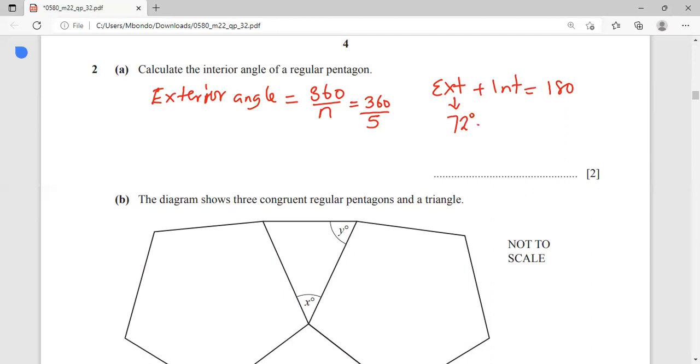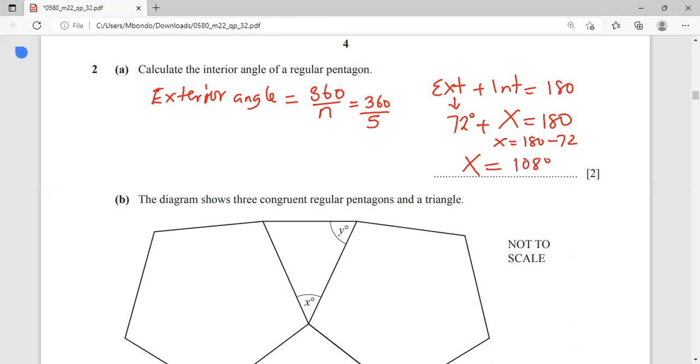Now, when you get 72 degrees, we can subtract it from 180 to get the interior angle, which is what we are looking for. We can say x. So x will be 180 minus 72. The interior angle is the x. What do you get? 180 minus 72. You're going to get 108 degrees.